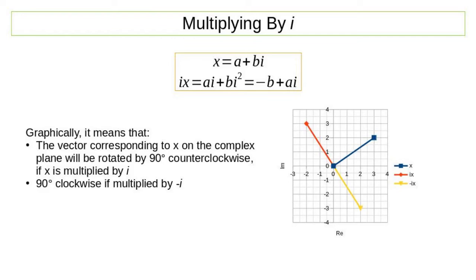Let's represent this operation graphically. As you can see in the figure on the right, given a vector x, the vector ix is the vector x rotated by 90 degrees in the counterclockwise direction. If you multiply x by -i instead, the vector -ix is the vector x rotated by 90 degrees in the clockwise direction.